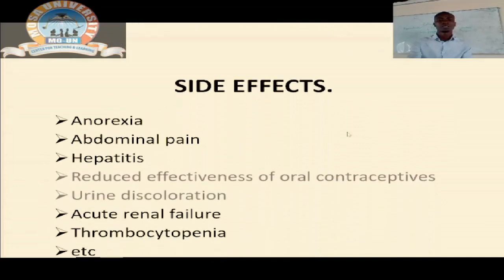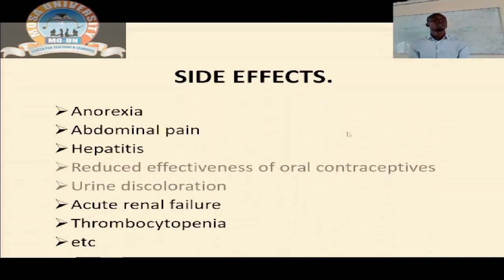The side effects of rifampicin. We have anorexia, abdominal pains, hepatitis, and also reduced effectiveness of oral contraceptives. So if a client is taking oral contraceptives, you can advise them to use other contraceptives apart from oral contraceptives, because it reduces their effectiveness. And also the other side effect is urine discoloration. Other people say orange urine. So the urine changes color, it becomes orange.